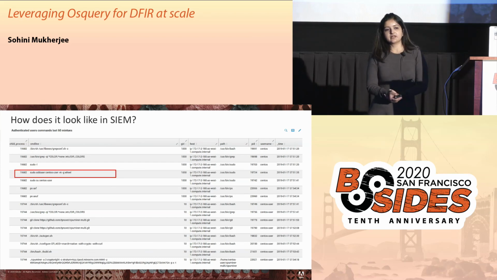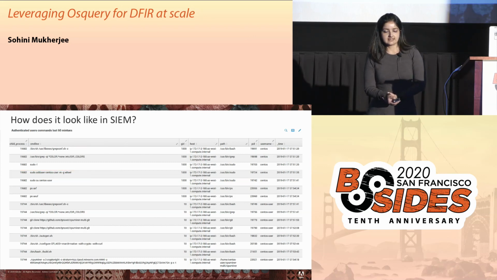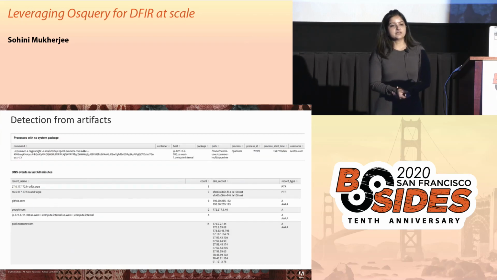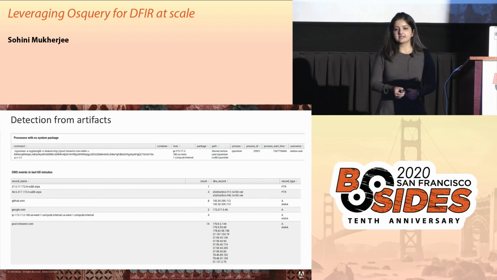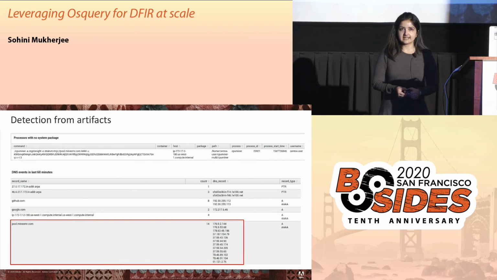Here's exactly where the attacker created a new user account, which is the centos user. And now the new user installs and starts running the miner. From a detection perspective, this is indeed a process that's running with no system package. And last but not least, one of the telltale signs of a crypto mining attack is a huge blob of DNS events where the miner is trying to reach out to its mining pool.